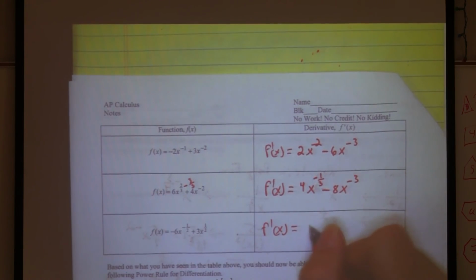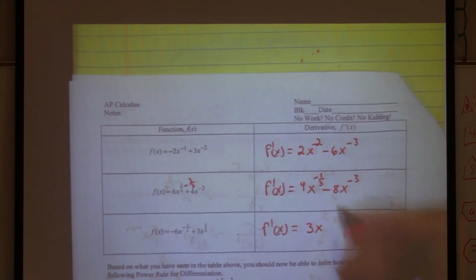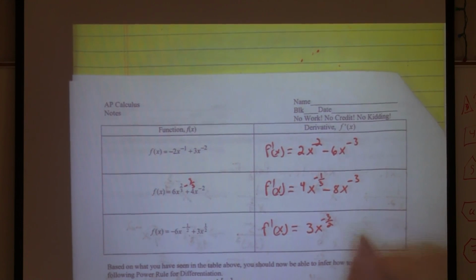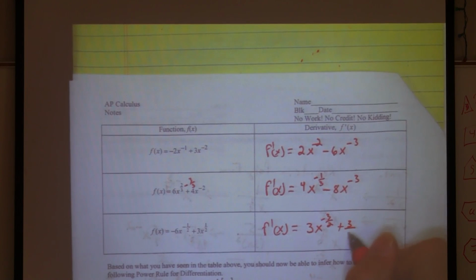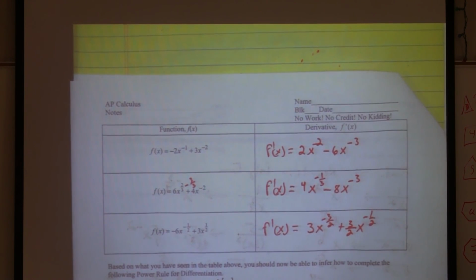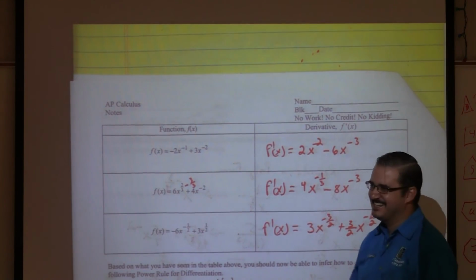-1/2 times 6, that's what? 3? X to the negative what? -3 over 2, beautiful. Plus 3 over 2x to the negative half. So now do you know how to do it? Good?